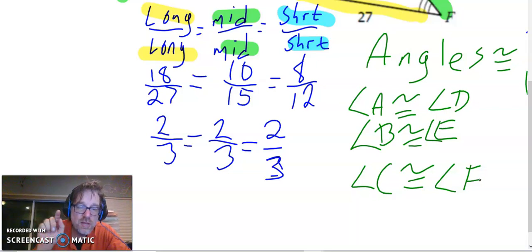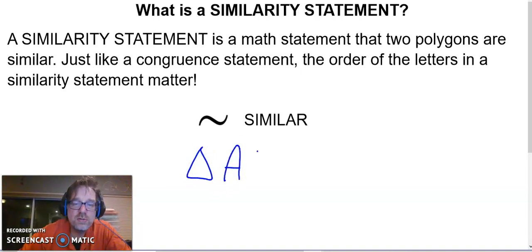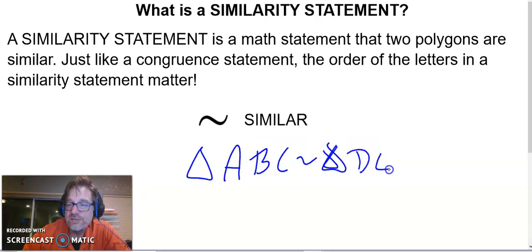When I go long over long, medium over medium, short over short, and all the angles are congruent, these triangles are in proportion. And because they're in proportion, we are going to write a similarity statement. This is just like my congruent statement, except we're going to use this tilde, this single squiggle, and that means similar instead of congruent. So if you look back at that last diagram, we would say triangle ABC is similar to triangle DEF.